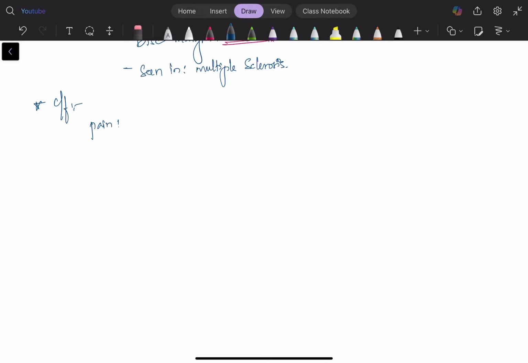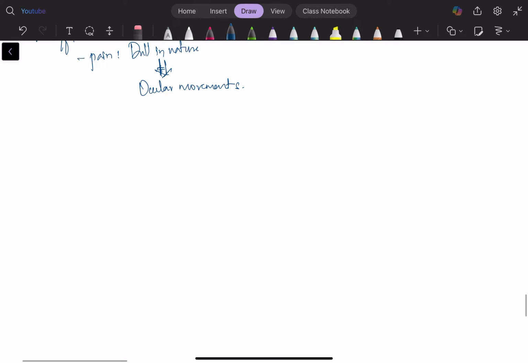Generally, pain. How will the pain be? Dull in nature. Plus you will ask about ocular movement, right? Movements will usually not be restricted. Pain will be seen when there are ocular movements. How will the pain be? Dull in nature.